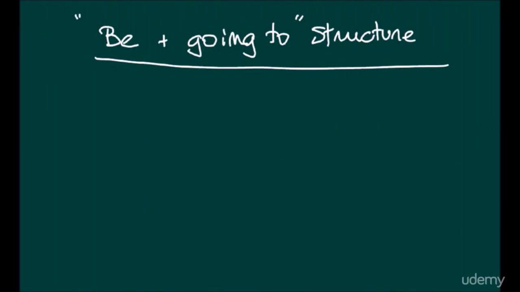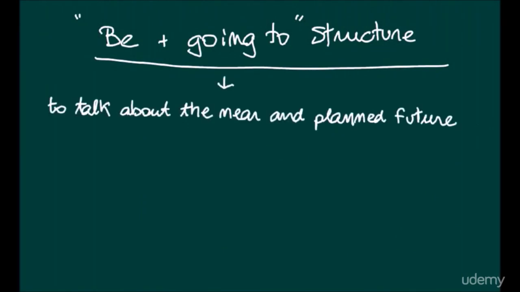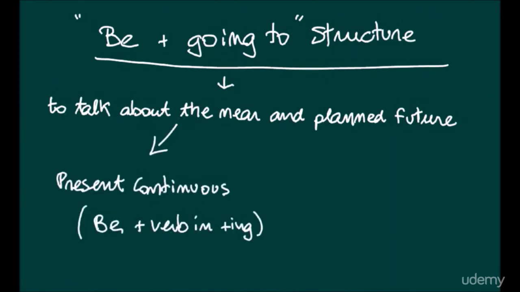Now let's see the going to structure. We use going to talk about the near and planned future, the same as the present continuous. There are two ways to say an action to do in the near and planned future. The structure is to be plus going to plus verb.